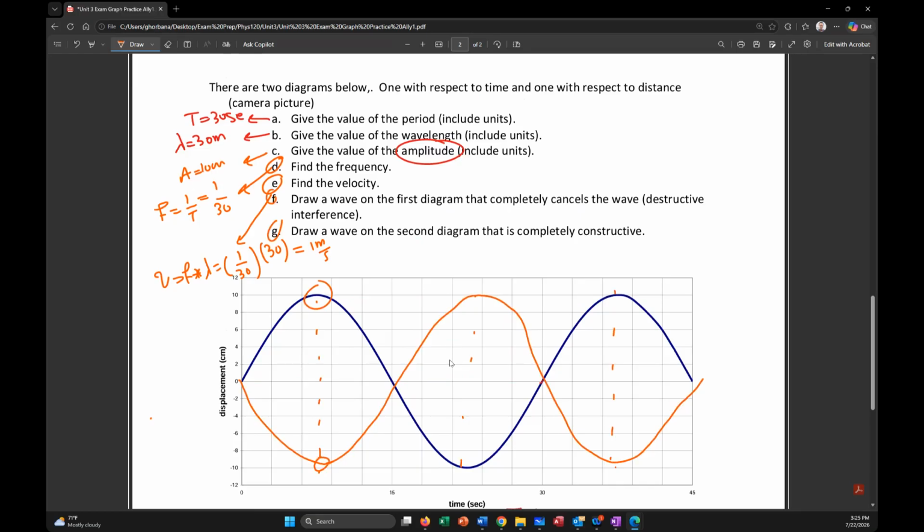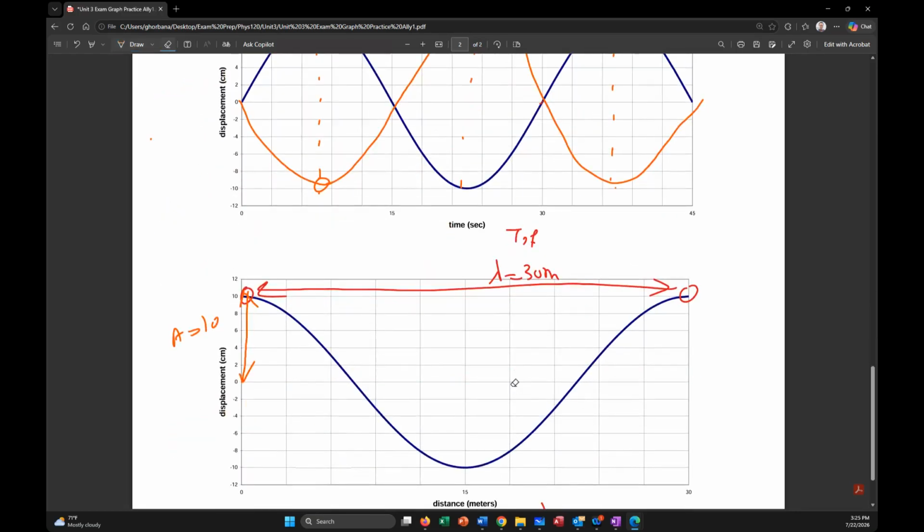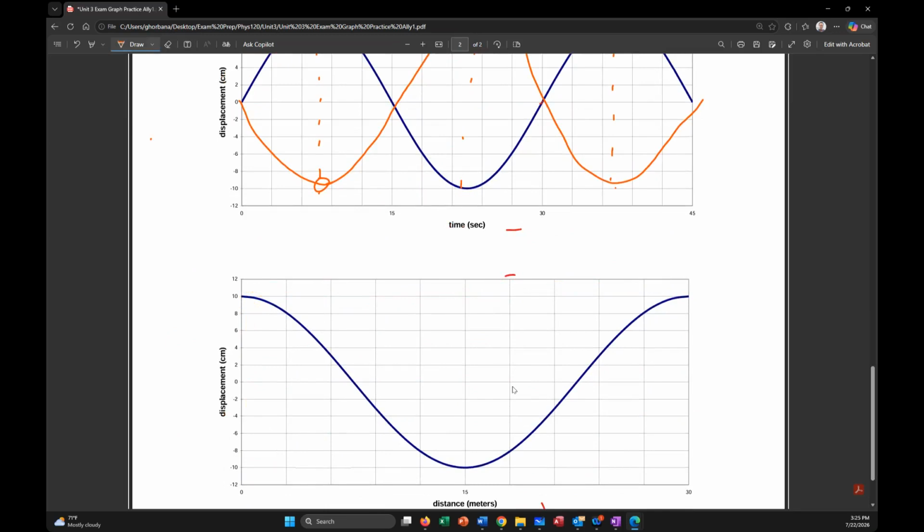G is telling us to draw a wave on the second diagram that is completely constructive. Let me erase this. Completely constructive means that the wave should be exactly in the same phase. I can draw it exactly the same. Good. This makes the wave completely constructive. Okay, so let me just start recording.